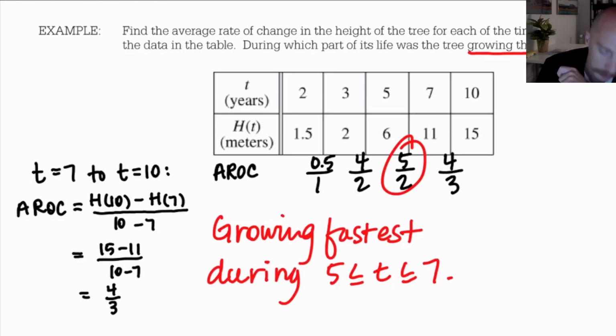So to go back to the height of the tree example, these average rates of change that we were computing were telling us the growth rate, the number of meters per year. The units of the average rate of change are the units of the output divided by the units of input. In this case, the units of h divided by the units of t. So this is all measured in meters divided by years, or meters per year.